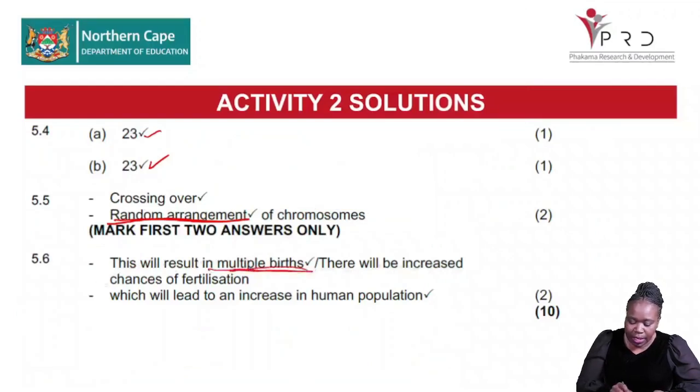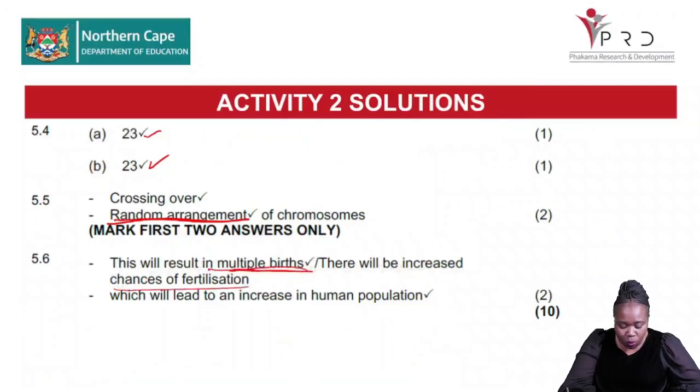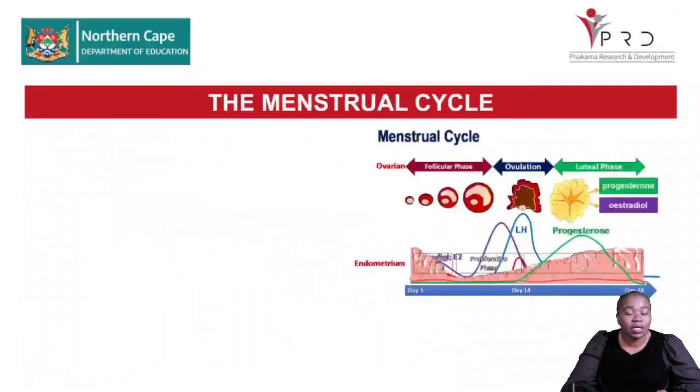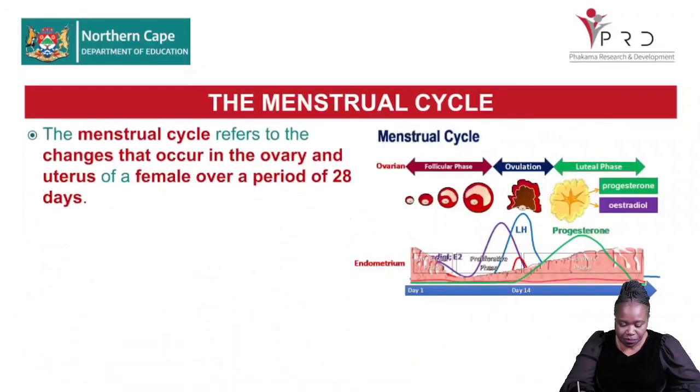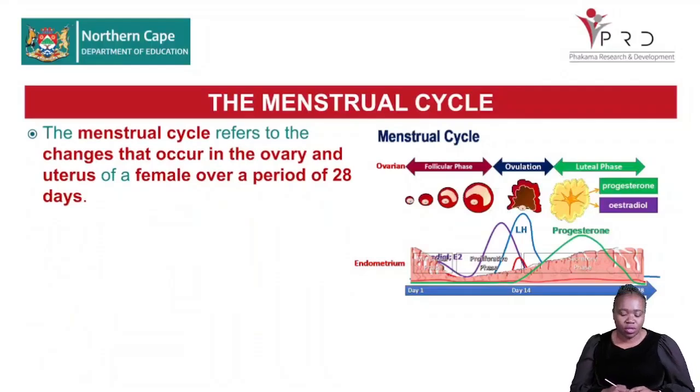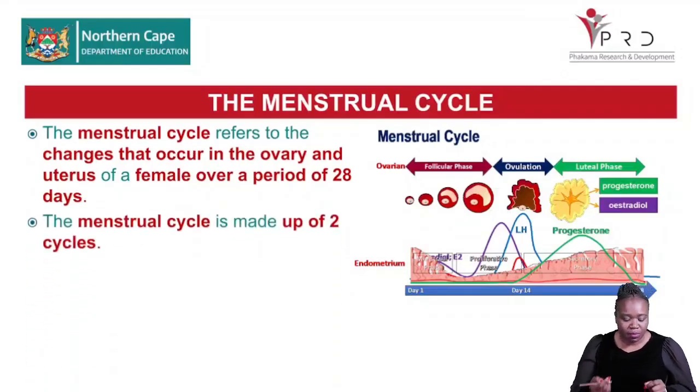There will be increased chances of fertilization, which will lead to an increase in the human population. All right, so now let's move on to the menstrual cycle. Remember, here we are looking at the changes that occur in the ovary and in the uterus of a female over a period of 28 days.